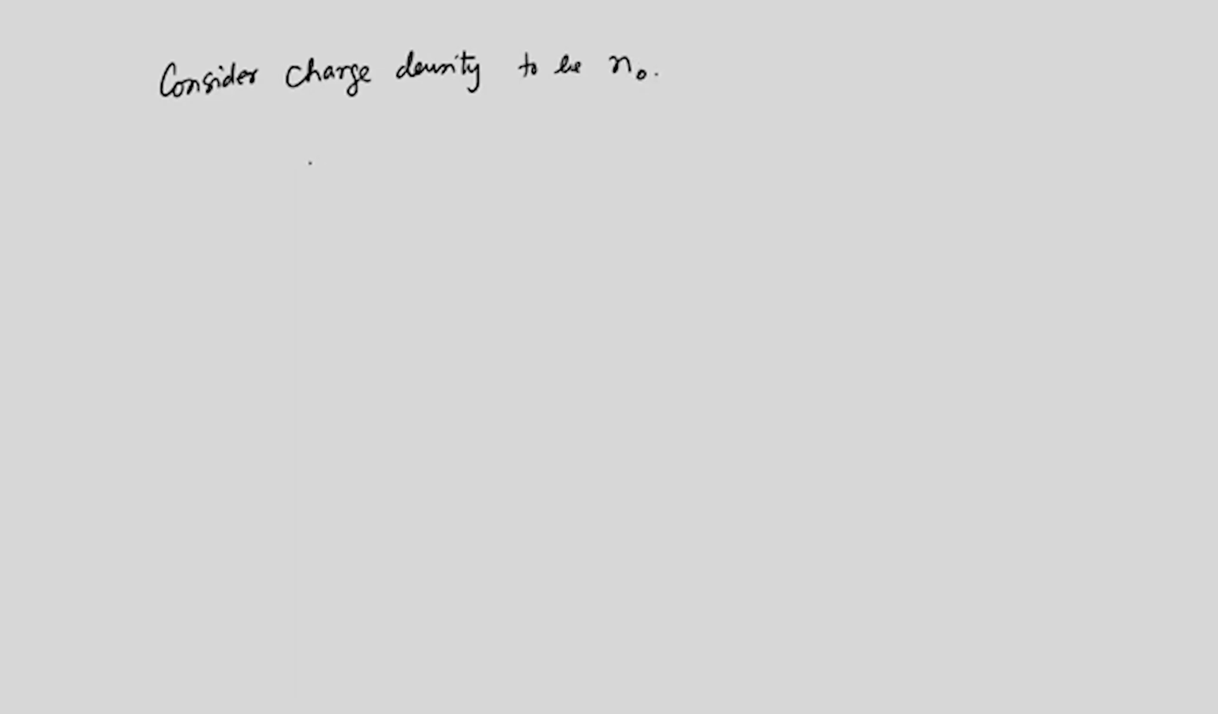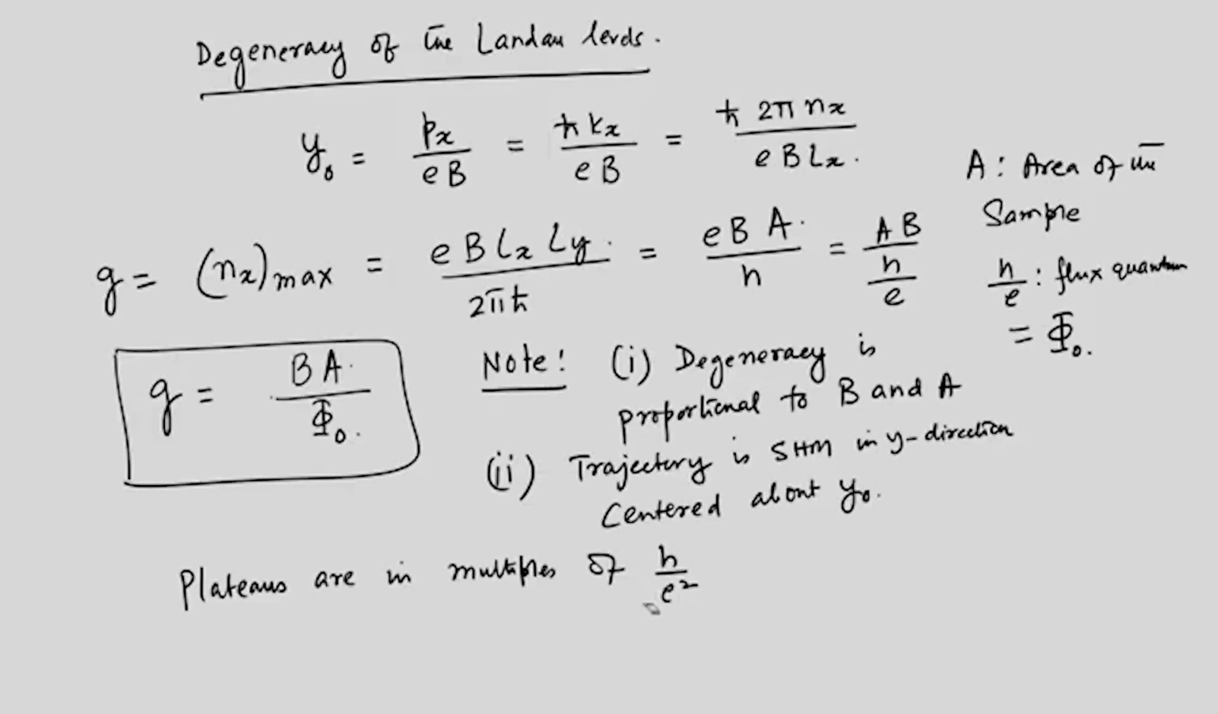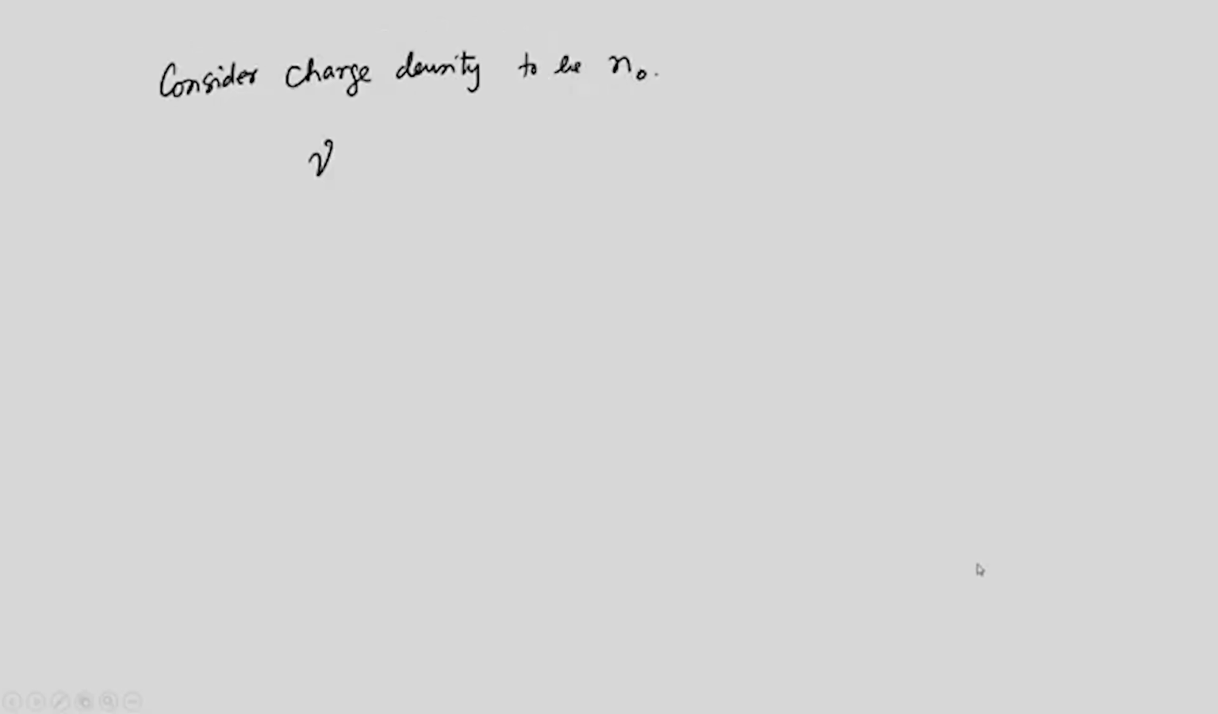So, define a quantity called nu, where nu takes values 1, 2, 3, etcetera. We just change this because there are too many n's; n is used for density as well. So, consider the charge density of the carriers to be n 0. Then nu is defined as n 0 divided by g by A. Now, this g by A is the degeneracy per unit area.